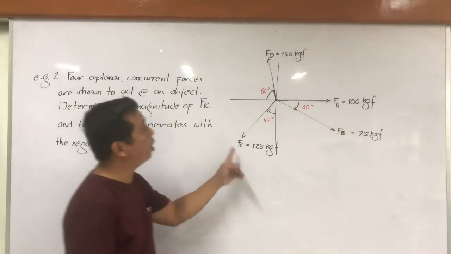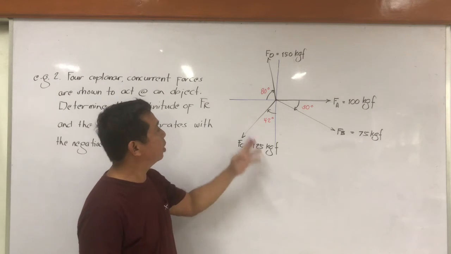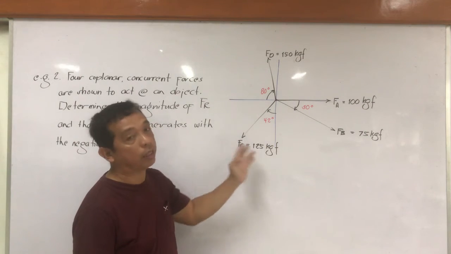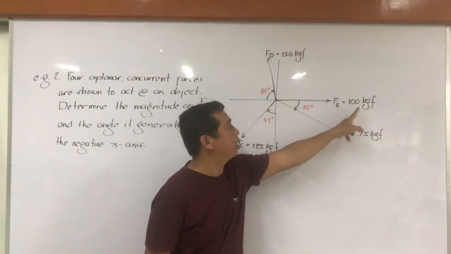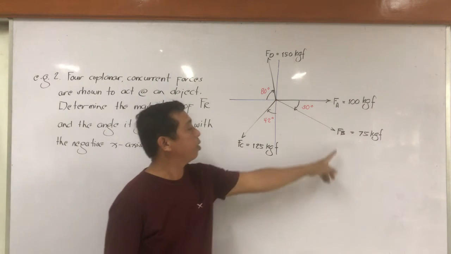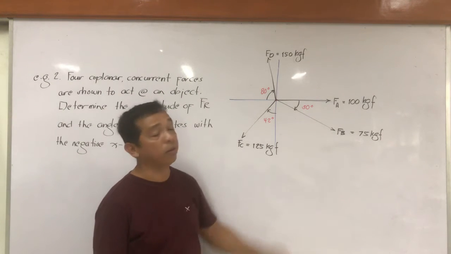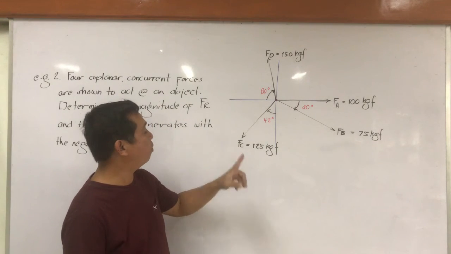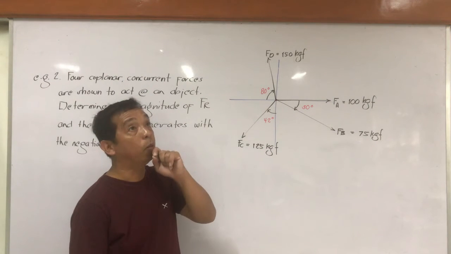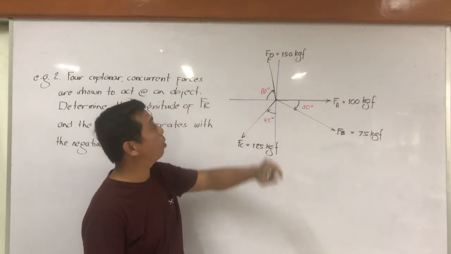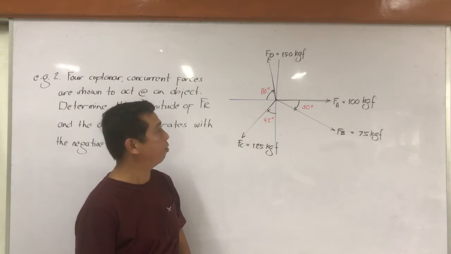So what we have here is a Cartesian plane. Naka-plot na yung lahat ng forces na nag-a-act. Your FA, 100 kilogram force. Your FB, projected 30 degrees south of east, 75 kilogram force. Your FC, 125 kilogram force projected 42 degrees west of south. And your FD, 150 kilogram force projected 80 degrees north of west.